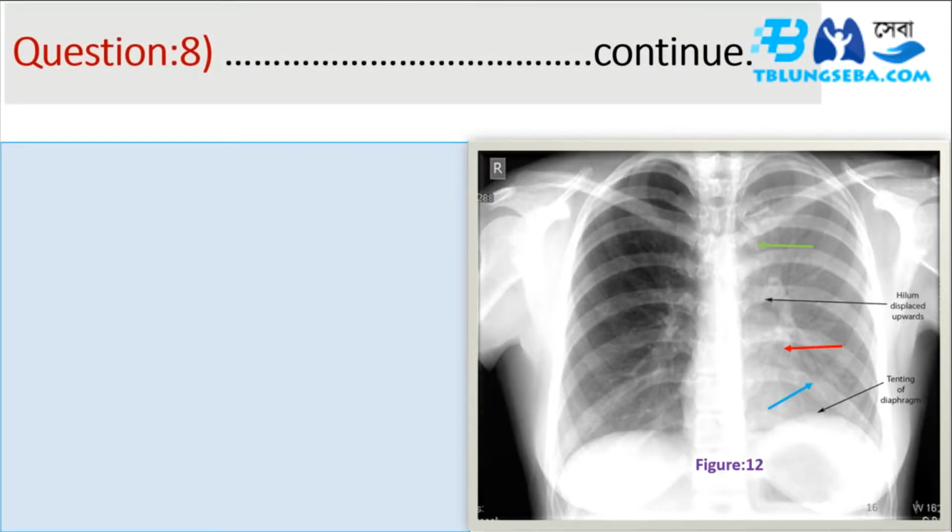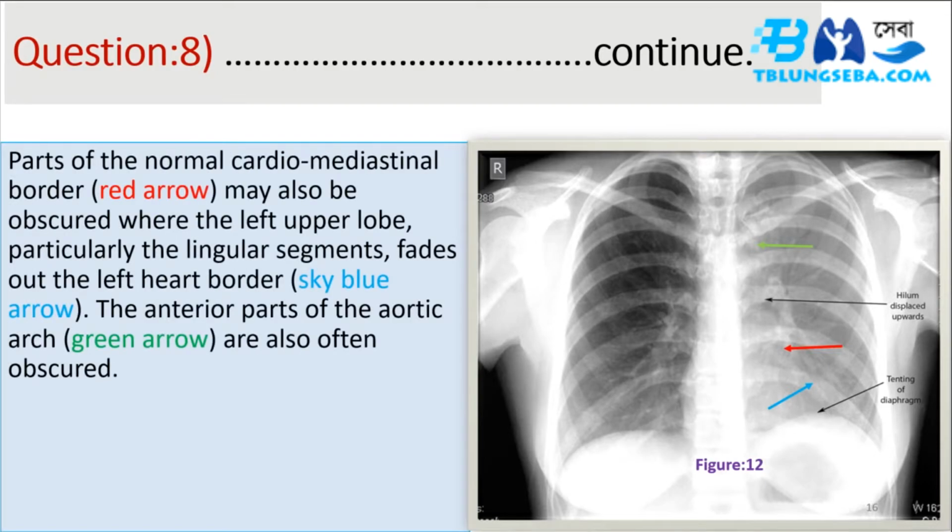Question 8, continue. Parts of the normal cardiomediastinal border, red arrow, may also be obscured where the left upper lobe, particularly the lingular segments, fades out the left heart border, sky blue arrow. The anterior parts of the aortic arch, green arrow, are also often obscured.